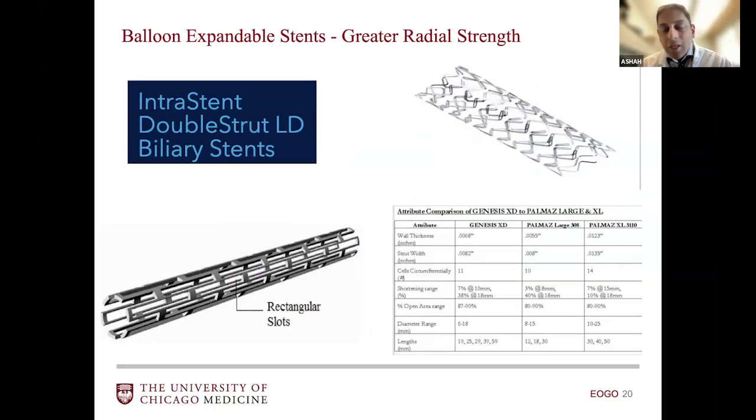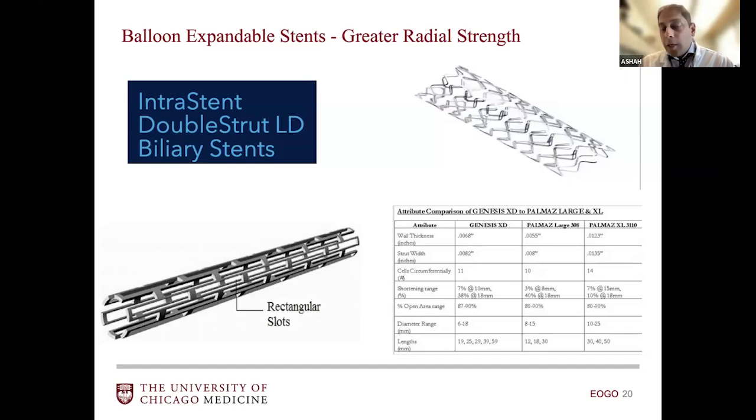This thing is ancient. This thing is probably older than anyone else on this call. This is a stent that has to be mounted on a balloon. So those great old days where we'd have to take the stent, mount it on a balloon, and then pray that it wouldn't slide off the balloon. These are all things we'd have to use.